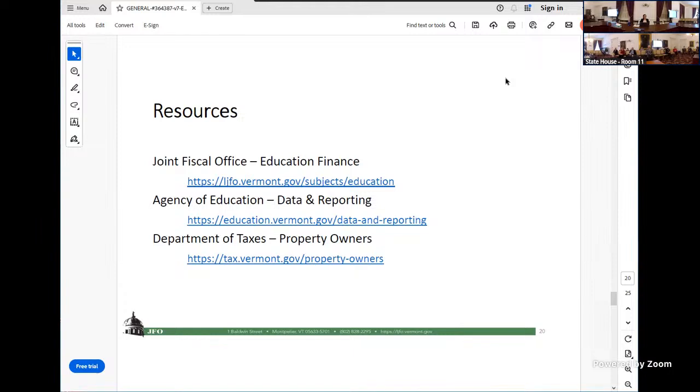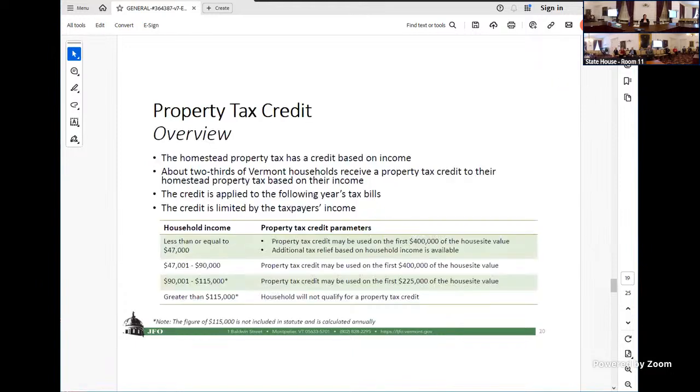You may not have the answer at your fingertips, but the two numbers you just mentioned of the income section, the 47,000 and 90,000 that are in statute, have those numbers ever been adjusted in statute by the legislature since the program was first put in place? I don't know off the top of my head, John, do you know? I think those are the original numbers. I'm not positive, but I'm pretty sure these at least have not been adjusted in many, many years.